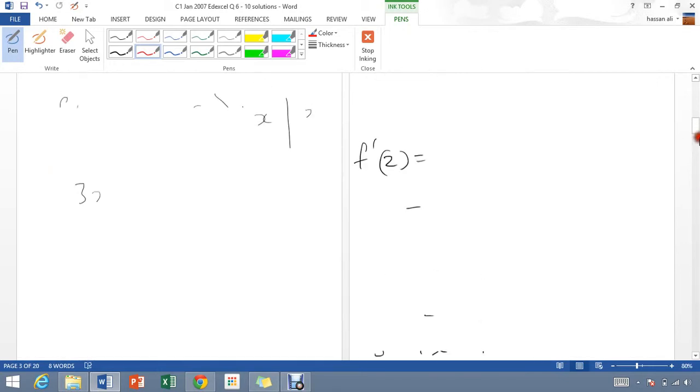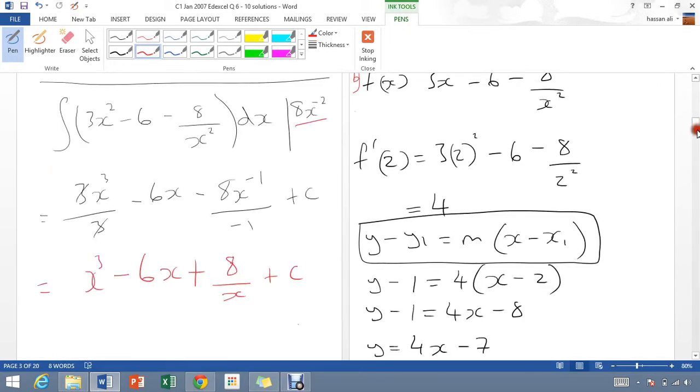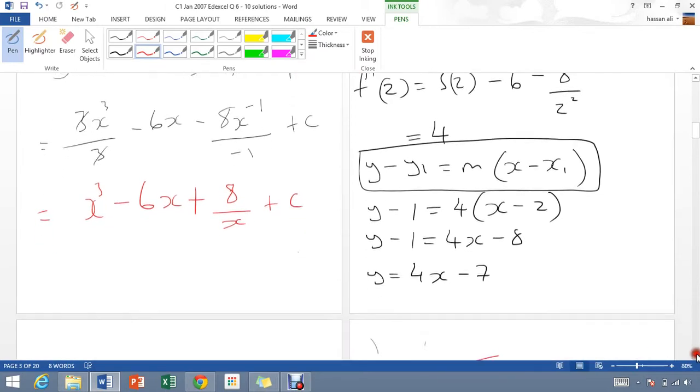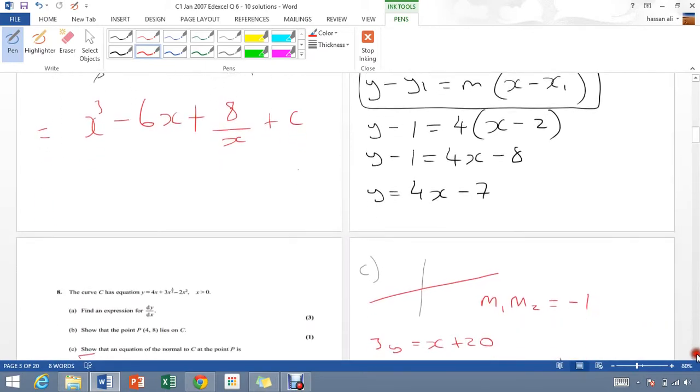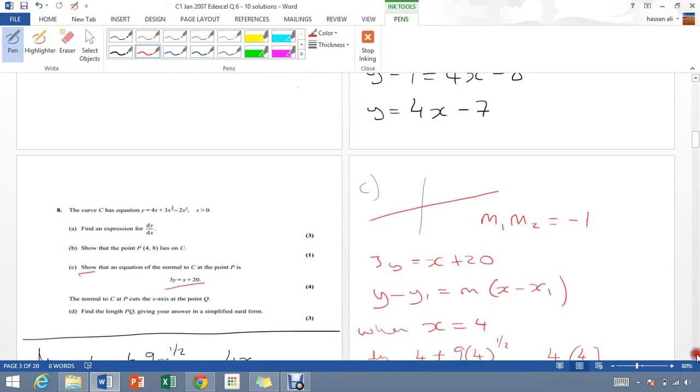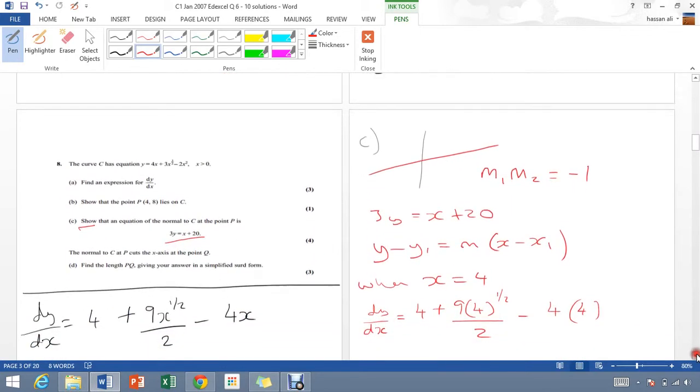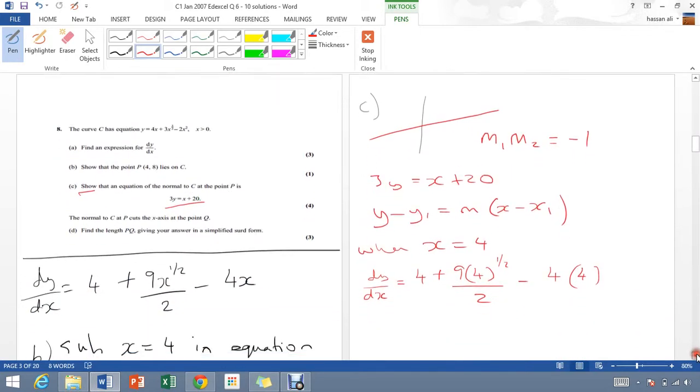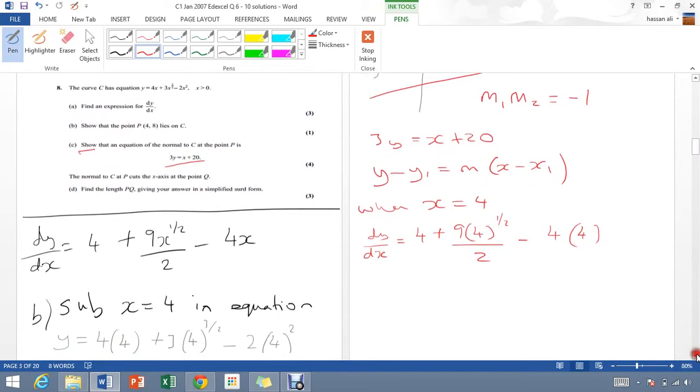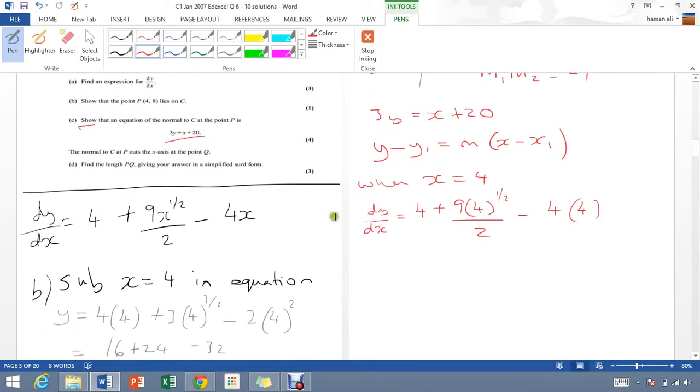Okay, once you solve that, let's get back to that question. Once you've solved that, you should be able to work out that 4 to the power of a half is root 4, which is 2. 9 times 2 is 18, and 18 divided by 2 will give you 9. So what I end up with is equal to 4 plus 9 minus 16, and all of that gives me minus 3.